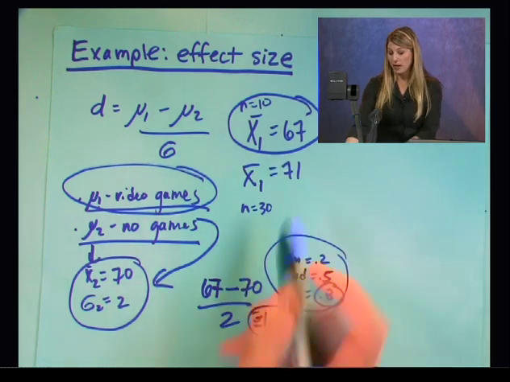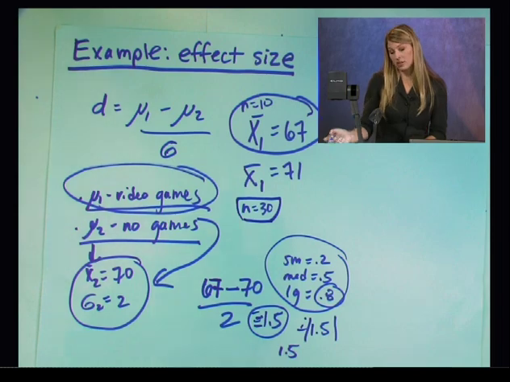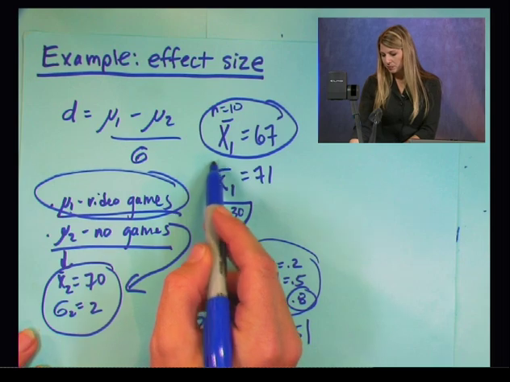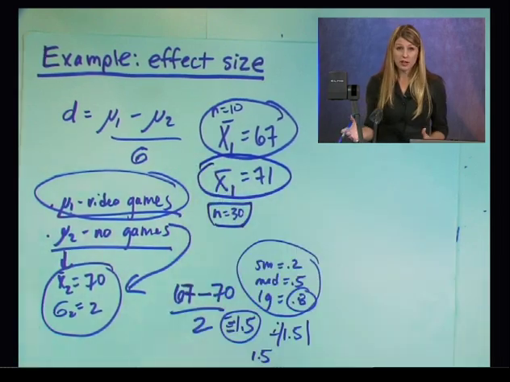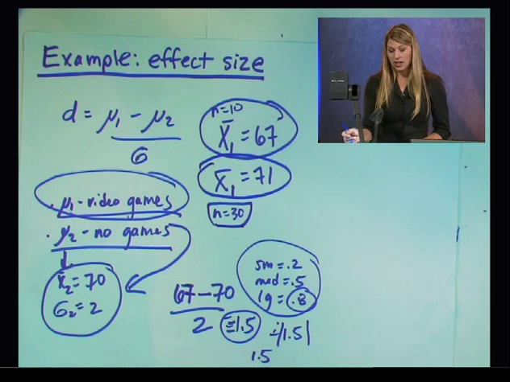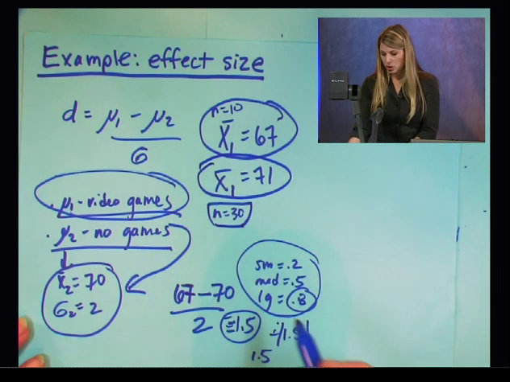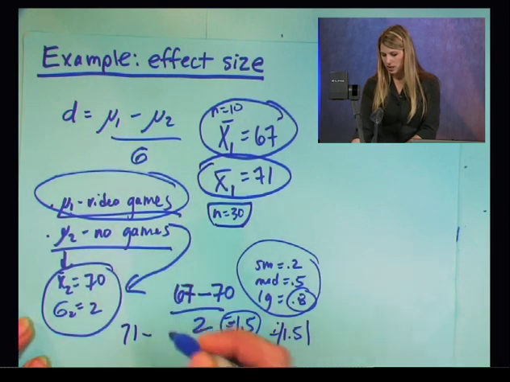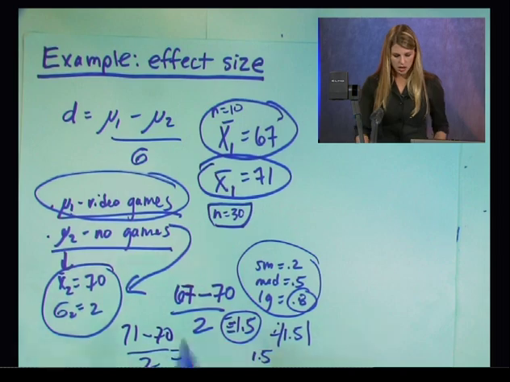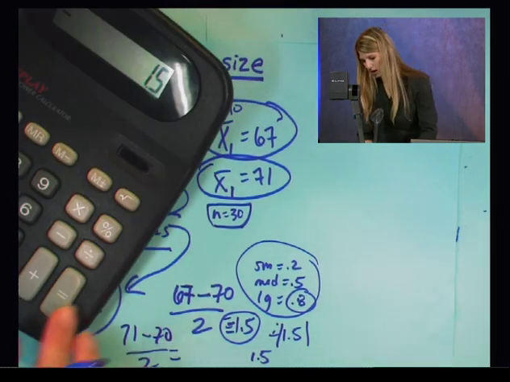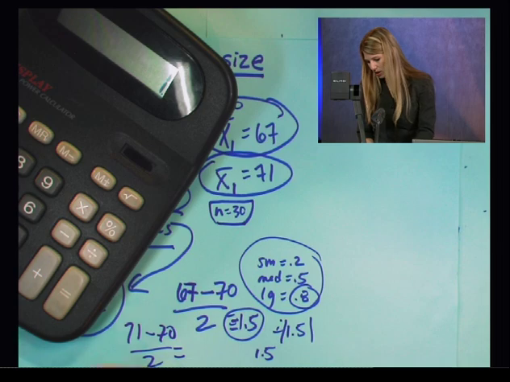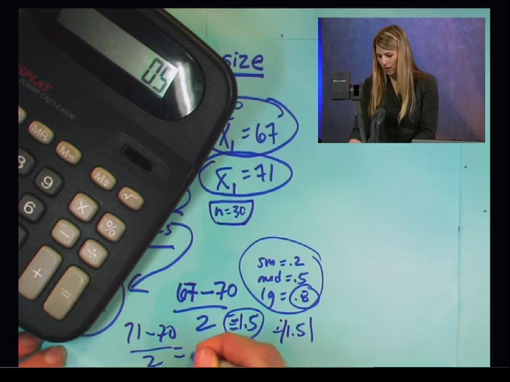I'm going to do the study again, but I'm going to have a sample size of 30 because this bigger sample size is better. So he goes out and does the same thing with 30 people. And his new mean of those kids who played video games for 2 hours was 71. Let's calculate the effect size for that. All you do is 71, mean 1 minus mean 2, 70, divided by 2 equals, let's see if we can get the calculator working this time. 71 minus 70 is 1, divided by 2 equals 0.5.